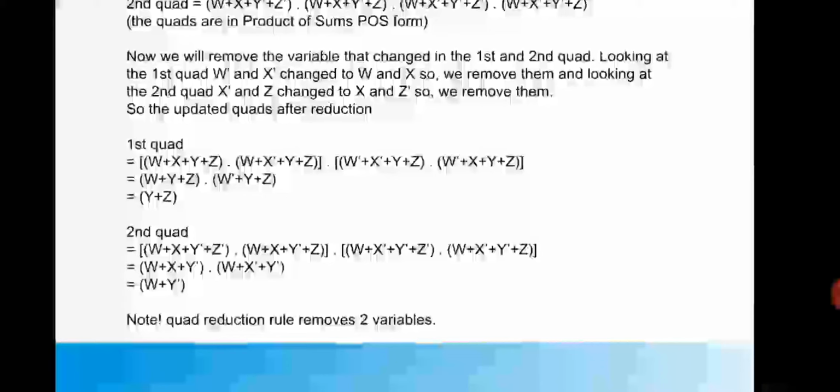In the second quad, what happens? Again in the second quad also the concept remains the same. The reduction plays the major role here also. How to reduce? Whatever variables have changed, whatever inputs have changed, will be removed, and ultimately you reduce the entire equation to a smaller part. Now ultimately you have reduced the entire thing to y plus z as well as w plus y dash. Ultimate value will be like that. Note that a quad reduction rule removes two variables.